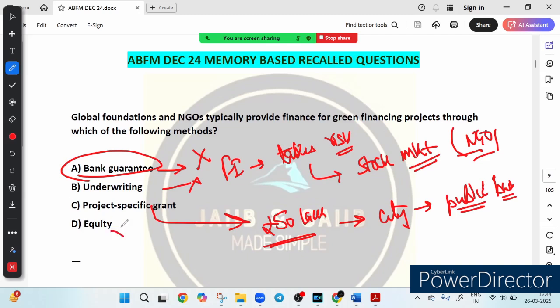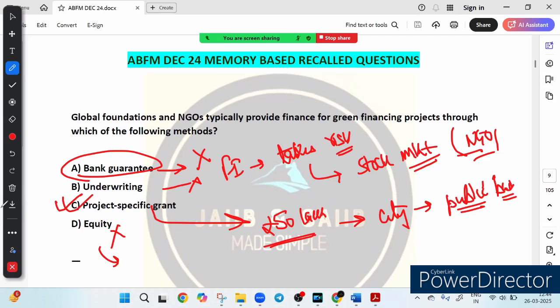What about equity? Equity means owning a share in the company or project by investing money in it. So the investor provides money and in return gets a stake in the business. For example, if a green energy company raises 10 crore, investors may give money in exchange for shares in the company. So this is incorrect because NGOs do not invest for profit or demand ownership in exchange for funding. They do not demand, right? So the answer to this question is option number C.